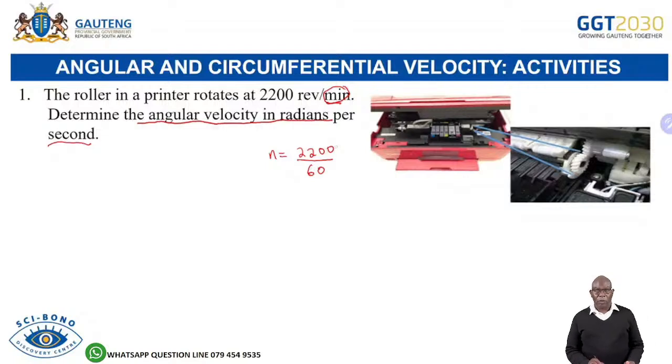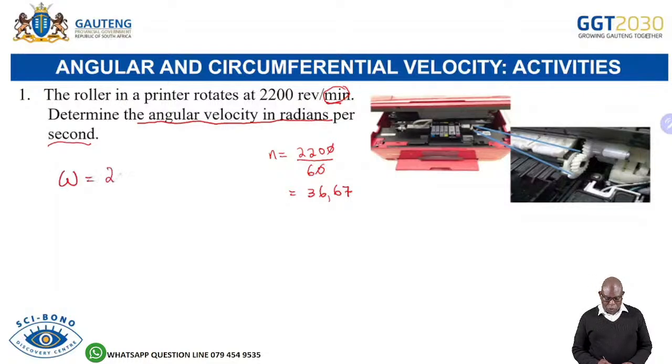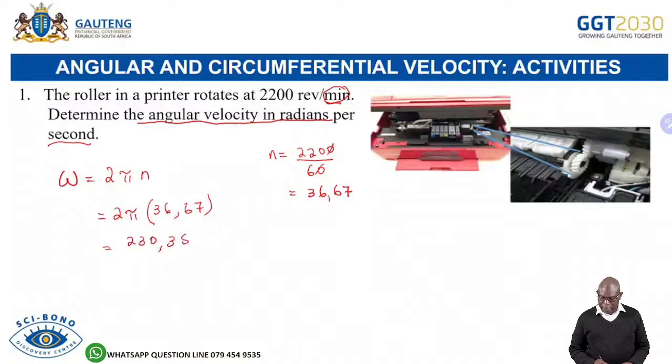The answer there will be 36.67. Now I'm going to use the formula for the angular velocity, which is 2 pi n. So I substitute the n only in there. Don't substitute the pi, just leave the pi as it is. Then the number of revolutions will now be 36.67. Now it is in seconds. So that will be 230.38. Remember, it's radians per second. So that's how we do that part.